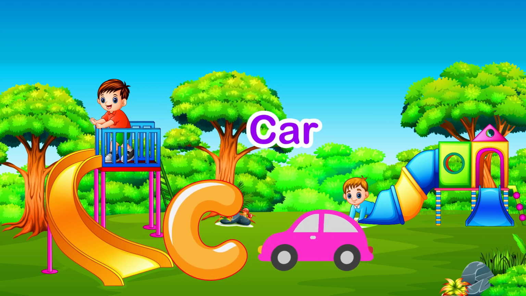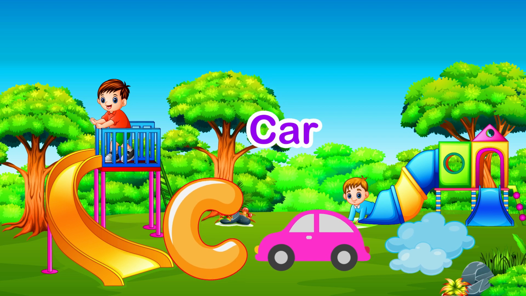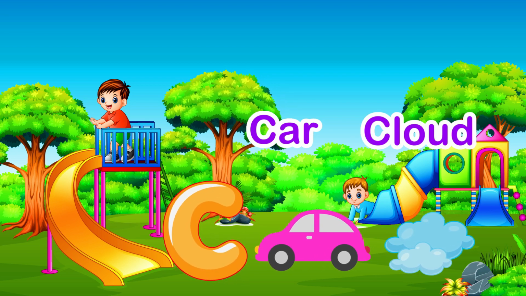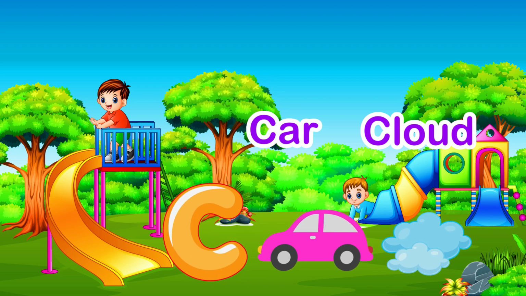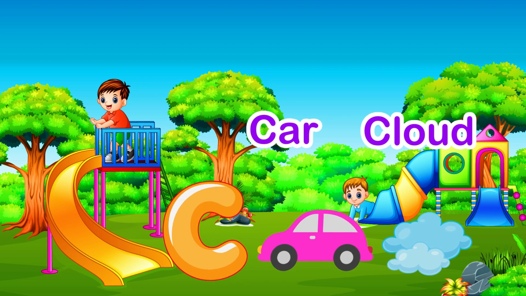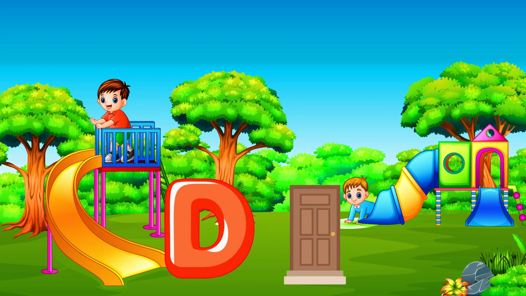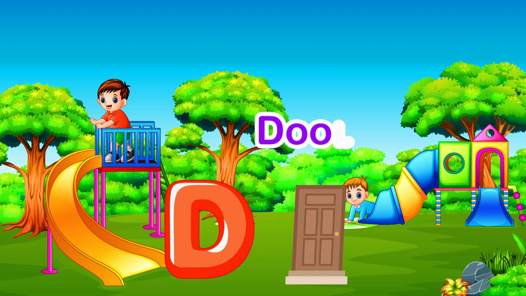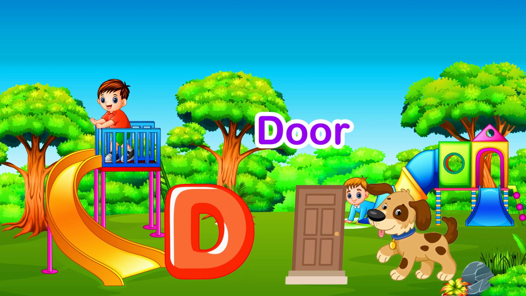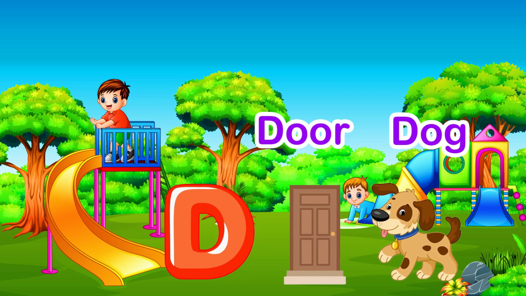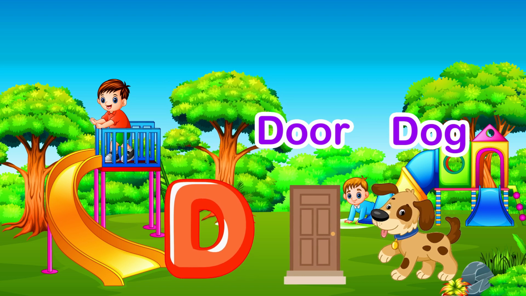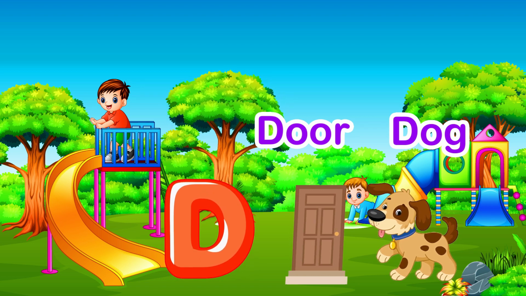C is for car, car. C is for cloud, cloud. C is for cloud. C is for car. D is for door, door. D is for dog, dog. D is for door. D is for dog.